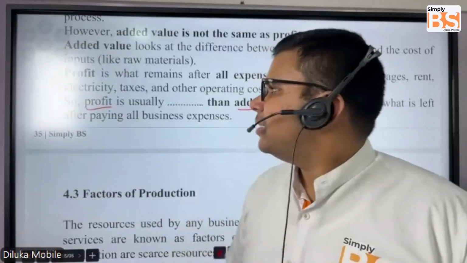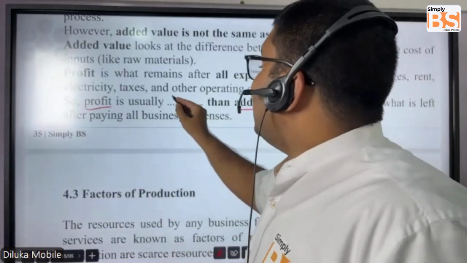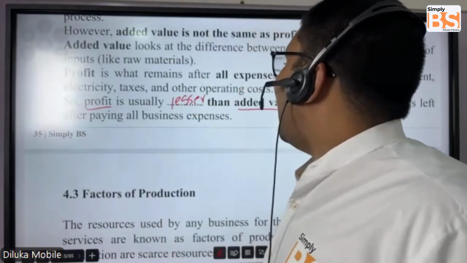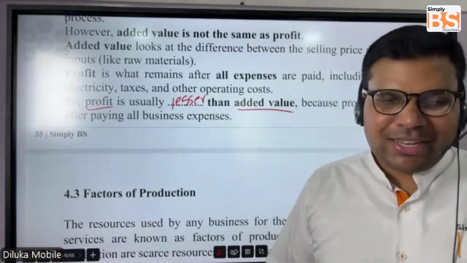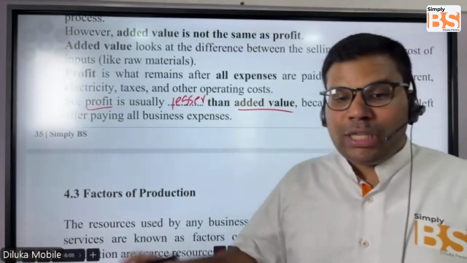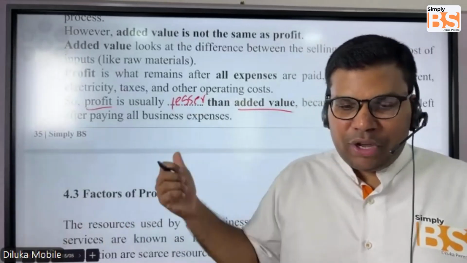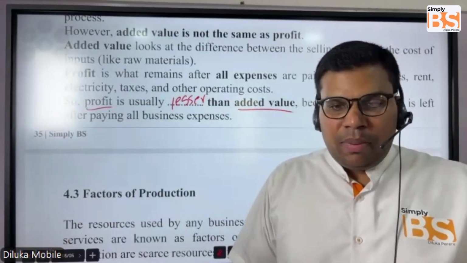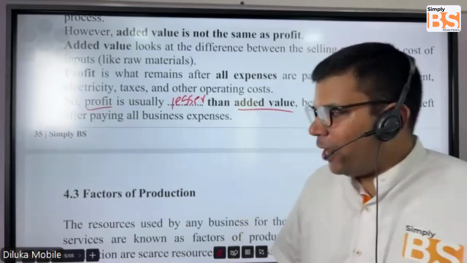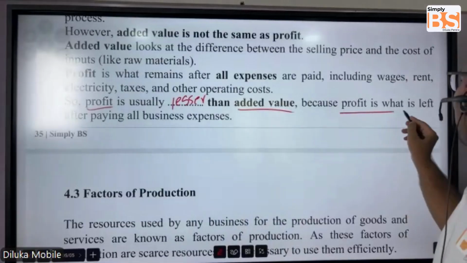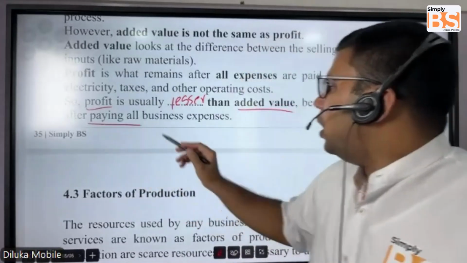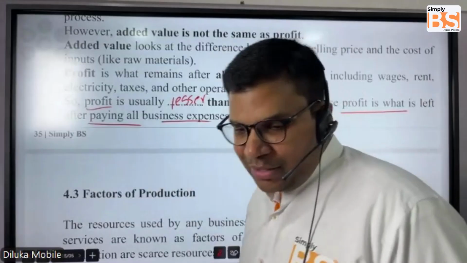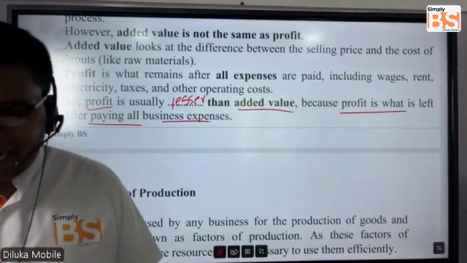Yes, the profit is lesser than the added value. Now, you know the reason why the profit is less, because you are taking all the other expenses into consideration. But when you're calculating added value, you are taking the raw materials and other components, or the production cost of the inputs. Because profit is what is left after paying all other business expenses, right? So of course you know that from the calculation.